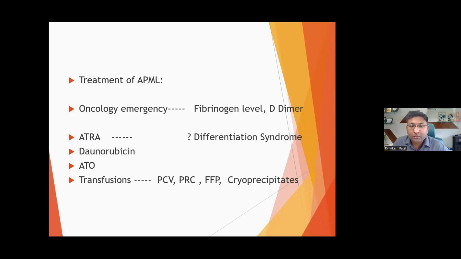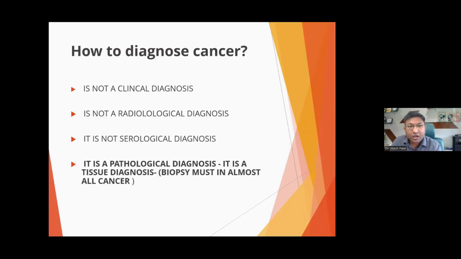There may be some features of differentiation syndrome that will be because of ATRA. So we have to be very careful and we have to explain to the patient the critical situation, that bleeding and thrombotic events both can happen. Along with that, we have to transfuse PRC, fresh frozen plasma and cryoprecipitates also.